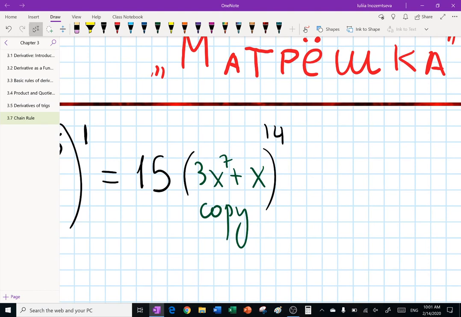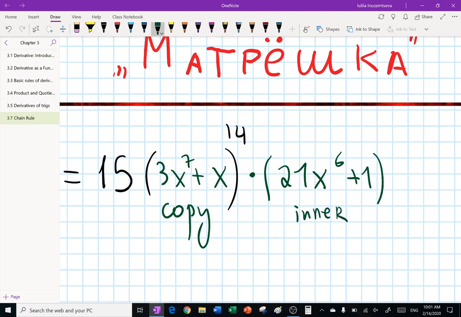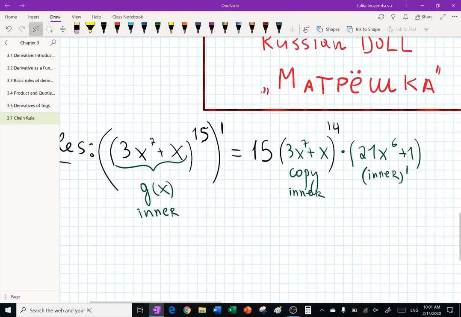Now at this moment, differentiation of the outside Russian doll is over. You opened it. Now you take the inside piece. What's the inside piece? We just agreed. 3x to the 7 plus x, right? Now you can differentiate the inside piece. The rule says multiply. So you do times the derivative of the function inside, which is, what is that? 21x to the 6 plus 1. Good job. So this is inner. Inner prime. Copy inner. This is the fast way to do it. So this is how I would recommend to do it all the time. See what's inside, differentiate the outside piece, copy the inside, times derivative of the function inside.